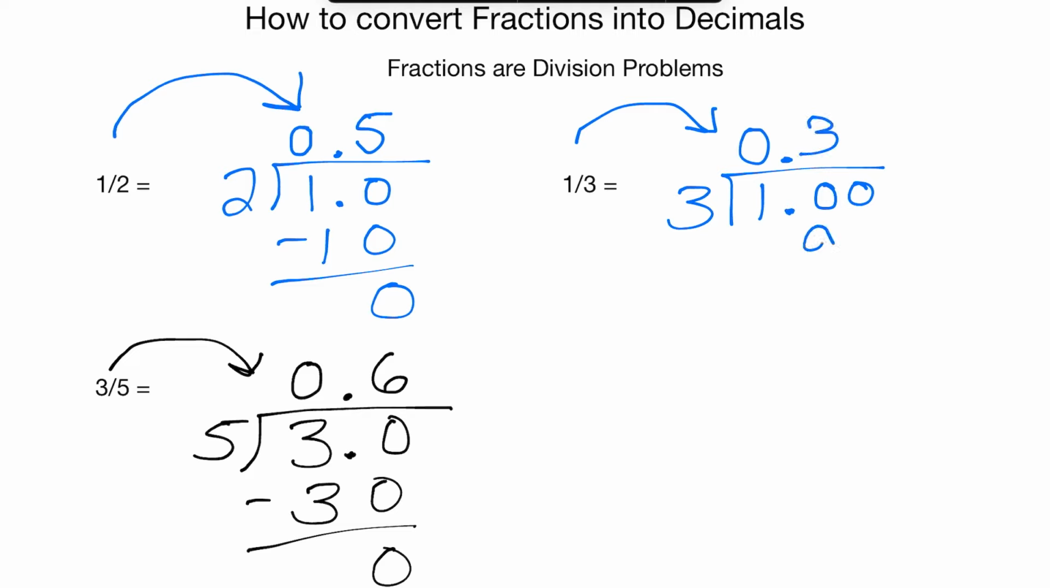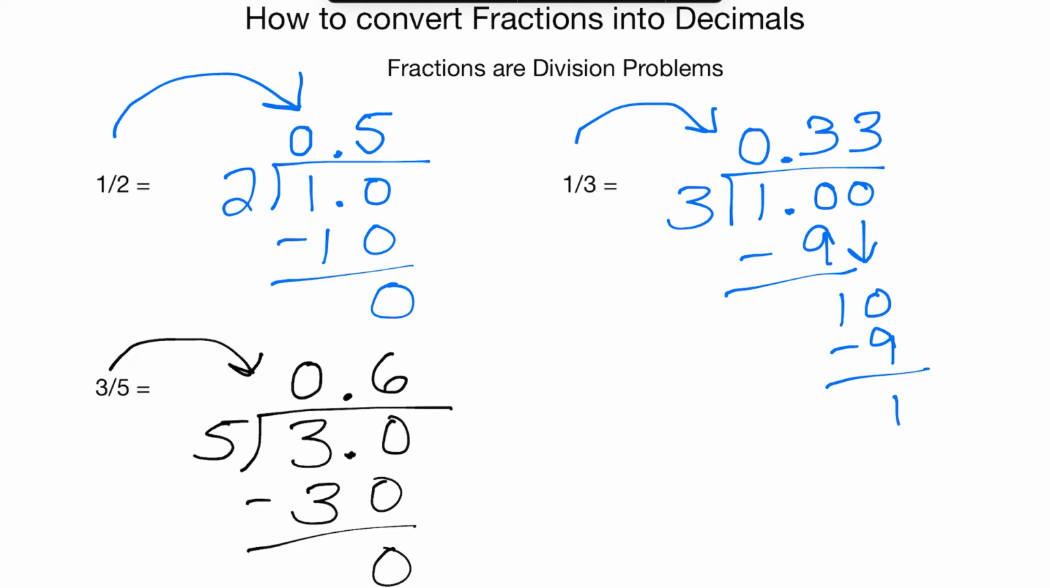3 times 3 is 9. So we're going to subtract. 10 minus 9 is 1. Bring down the next 0. Again, we have 10. There are 3 groups of 3 in 10. 3 times 3 is 9. And we're going to subtract and get a 1 again.